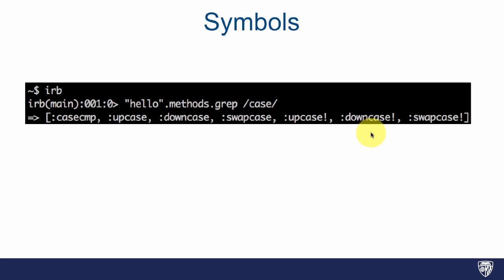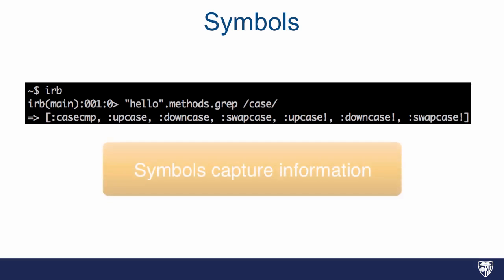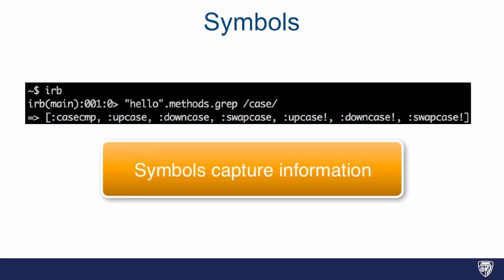But the point of this slide is that this is a perfectly good application of what a symbol is. A method name is a symbol. You're not really interested in changing the method name to something else. It's just a way to capture the information. The object has a bunch of methods, and the method names are just symbols.